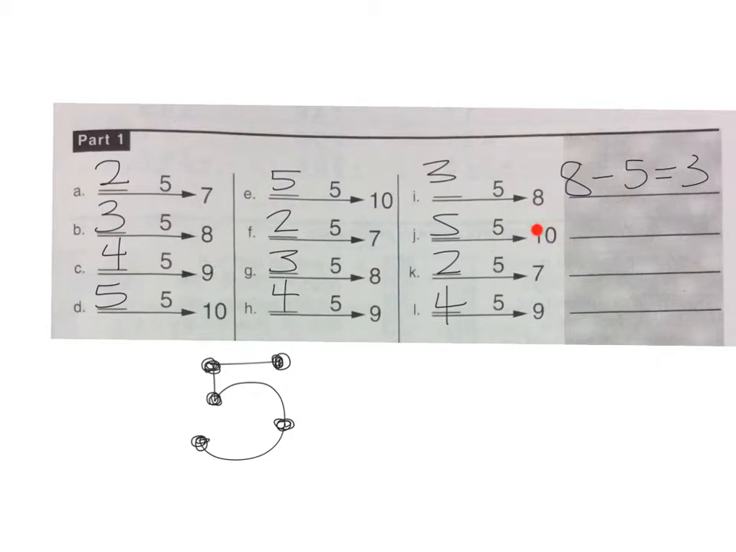The same thing here. I'm going to start with my big number and work backwards down the arrow. So I'm going to do 10 minus 5 equals 5. 7 minus 5 equals 2. And 9 minus 5 equals 4. All right, so pause the video to check all of your answers, and then come back when you are ready for the next section.